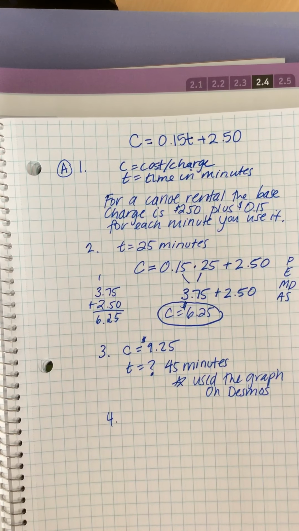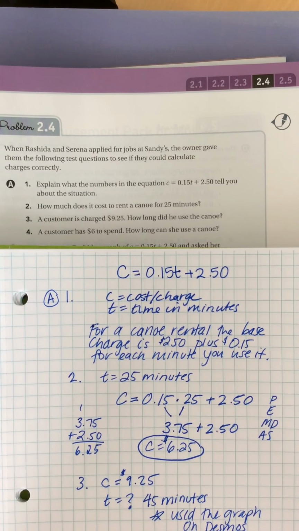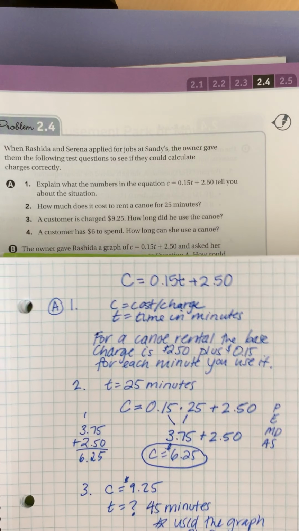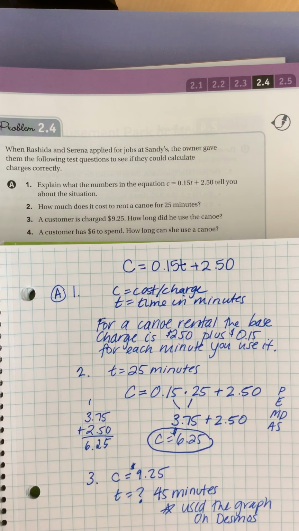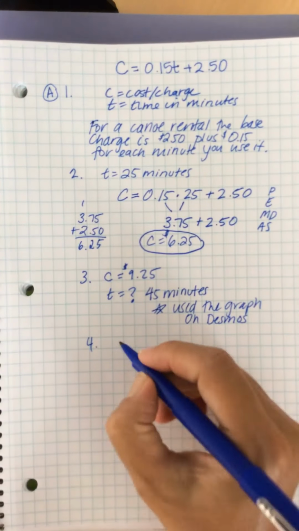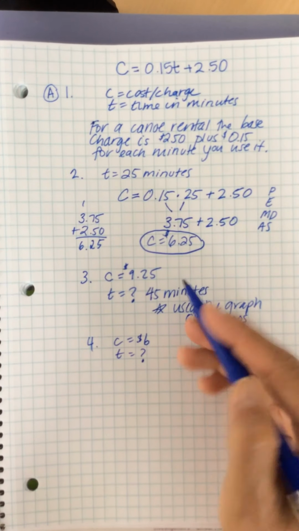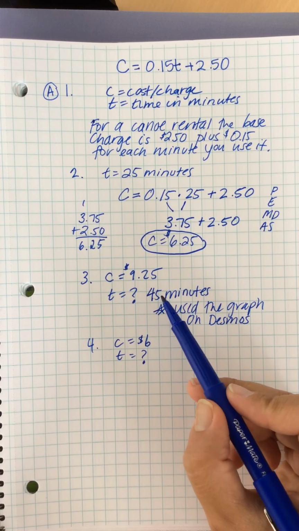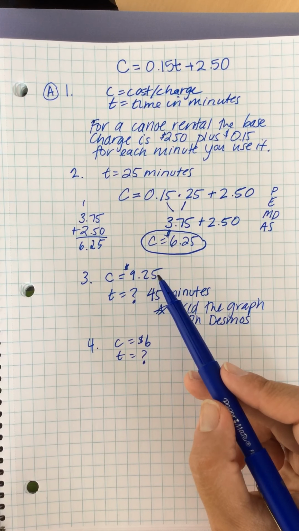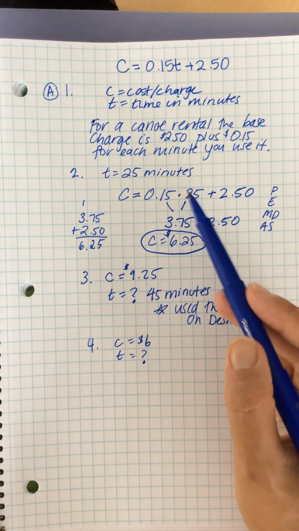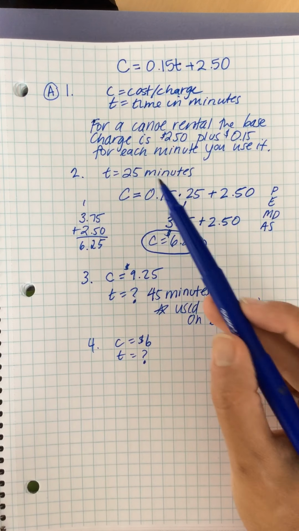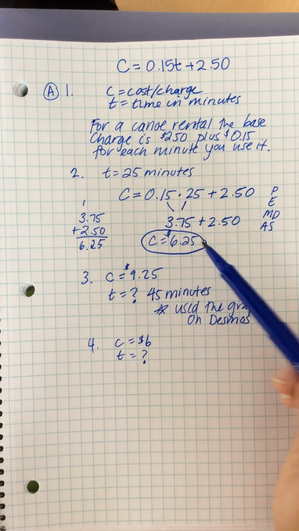Okay, so now let's see what number 4 asks. Number 4 says a customer has $6 to spend. How long can she use the canoe? $6 to spend. So here, cost is $6. How long can she use the canoe? Well, we know it's going to be less than 45 minutes because that was $9.25. It's going to also be less than 25 minutes because that was $6.25.